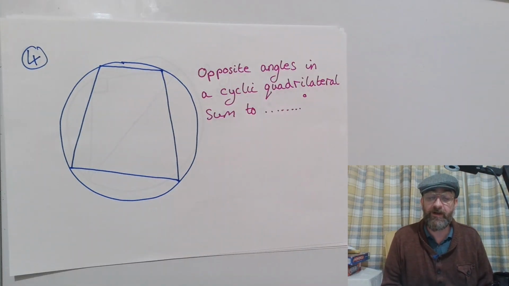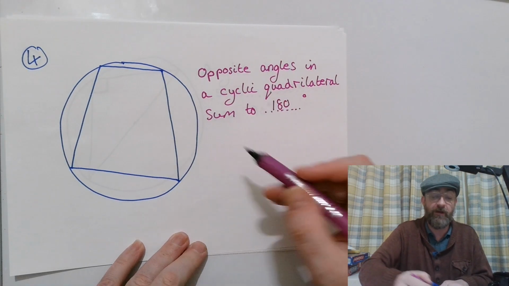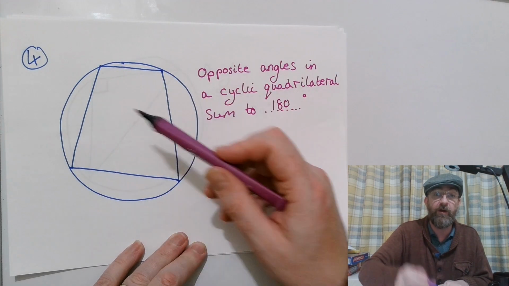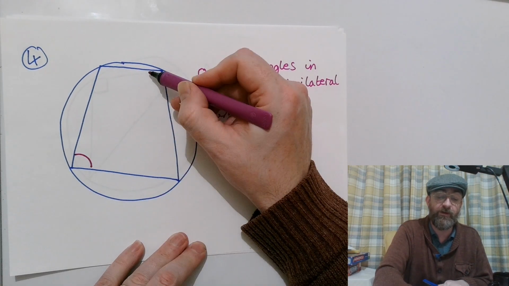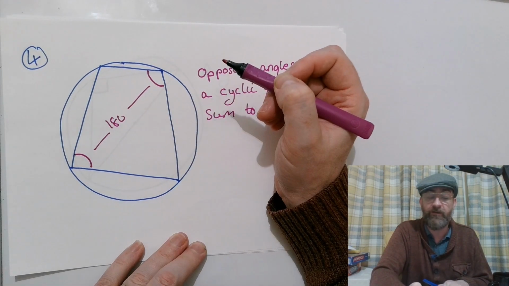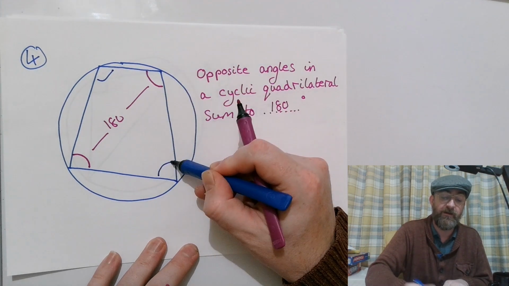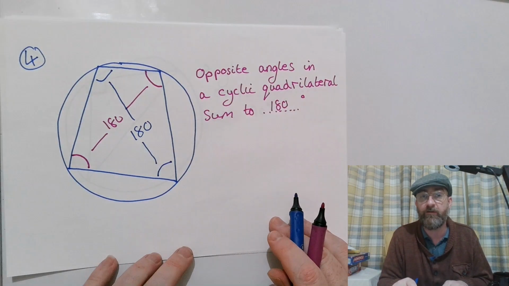Okay, circle theorem number 4. This time we've got opposite angles in a cyclic quadrilateral sum to what? Do you know? Yep, it's 180 degrees. And I've got here a cyclic quadrilateral. Every vertex needs to be on the circumference of the circle. So this angle here and this angle here add up to 180 degrees. And also this angle here and this angle here also add up to 180 degrees.